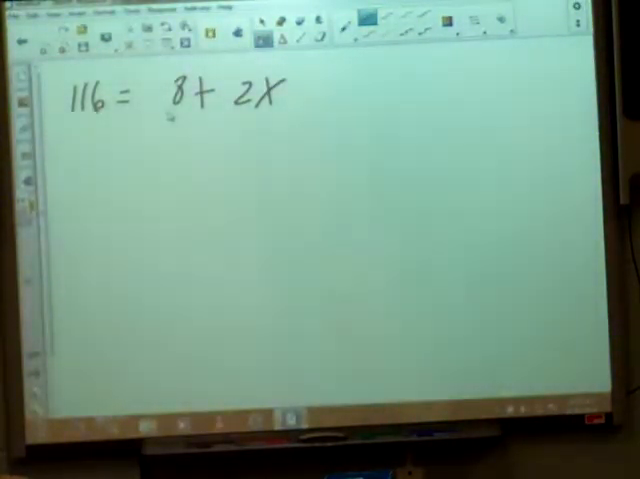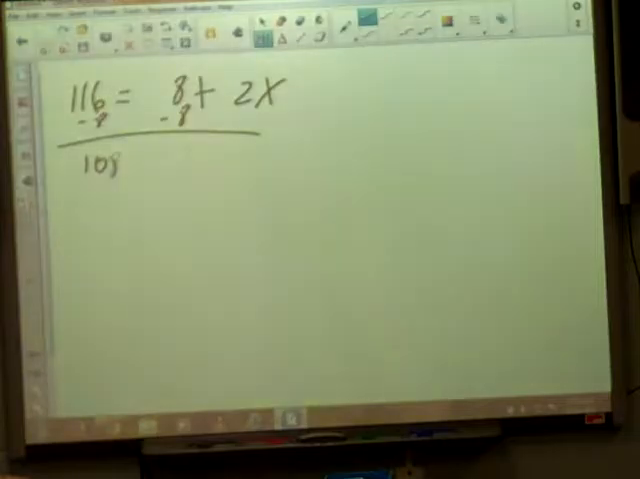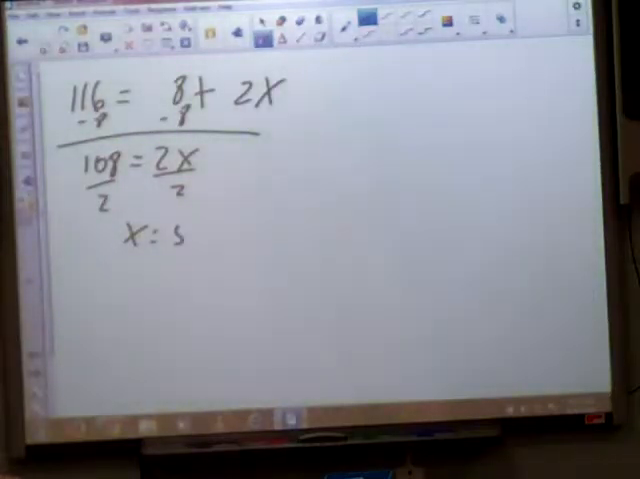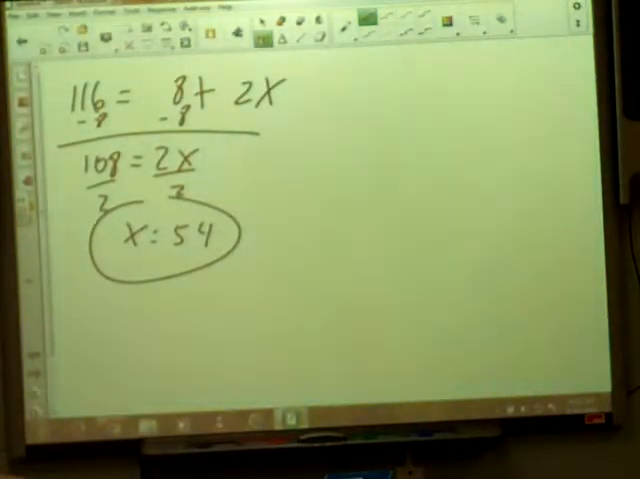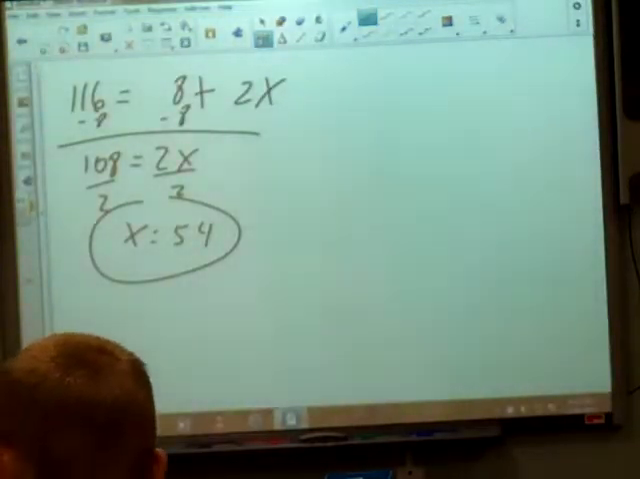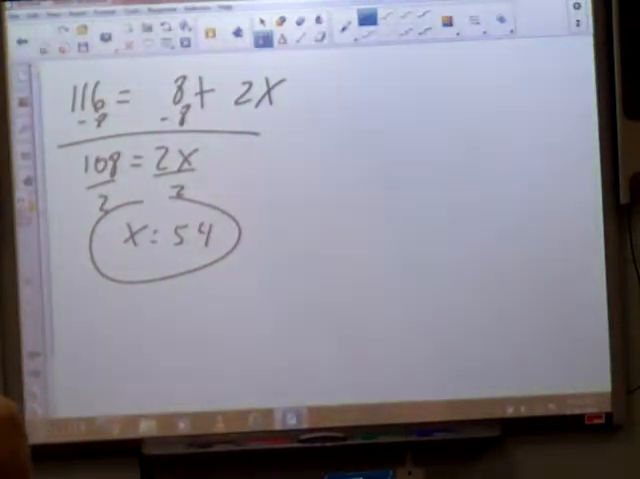So first thing we would do would be to subtract 8. So that would get me 108 equals 2x, and then divide by 2. So they had 54. Now you could have again gotten that without writing in the equation. You could have just used the choices and went through and doubled them and added 8 and saw which one got you 116. 54 times 2 is 108, plus 8 is 116. You could have done it that way. Good.